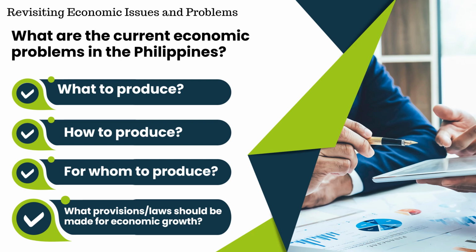Common to all countries is the problem of scarcity. This arises because resources are limited and have alternative uses. These problems give rise to four basic problems of an economy. In this topic, we will look into the basic problems of what to produce, for whom to produce, how to produce, and what provisions and laws are needed for economic growth.